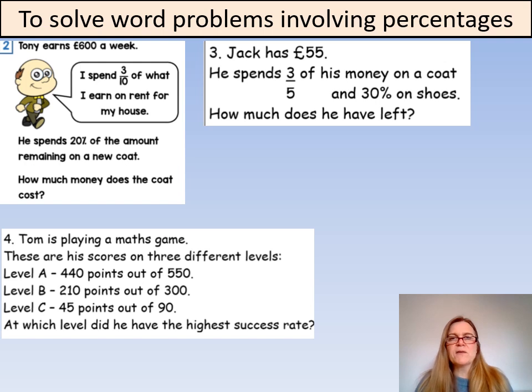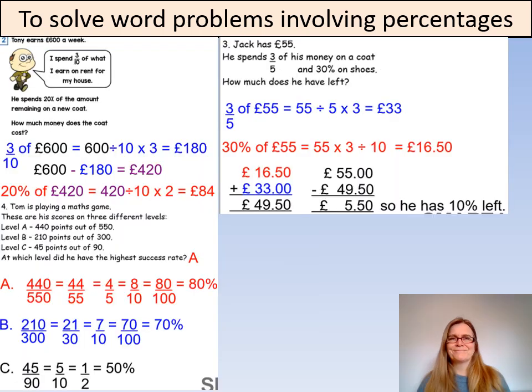If you want to try something more challenging, here are some of the word problems we would have done at school. Pause the video while you have a go. Well done if you had a go. Here are the answers. If you managed to solve some of them, then fantastic. If not, don't worry, as I'll go through them.